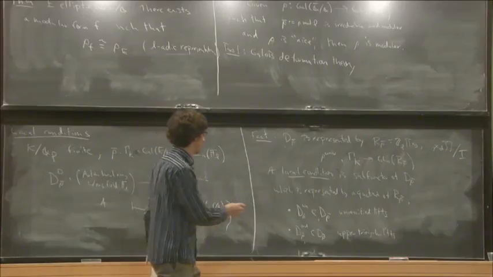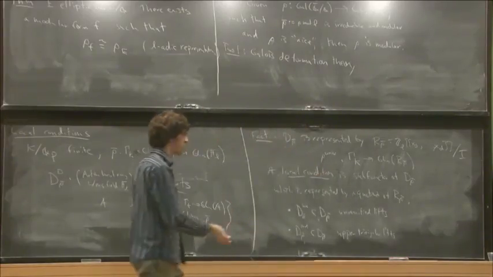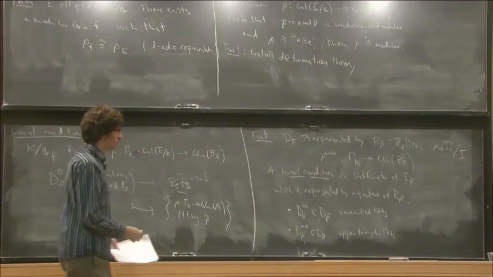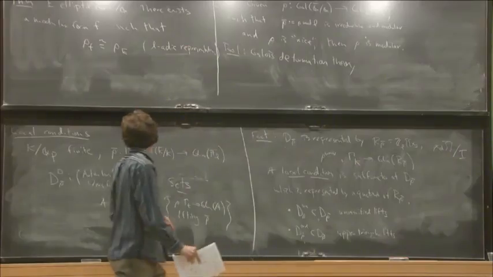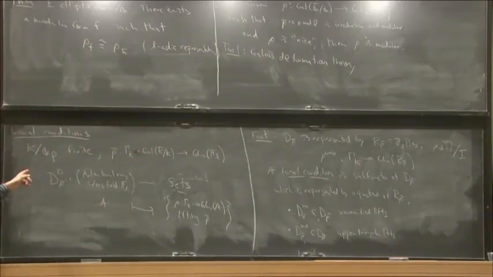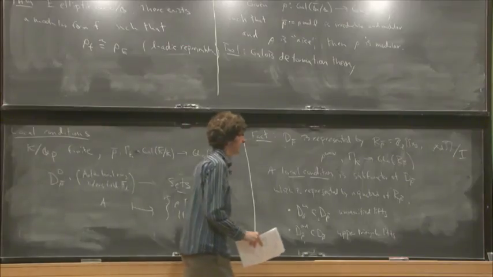And so what we're going to focus on for the rest of the talk is maybe the most subtle local conditions. And the most subtle local conditions occur when we take L equal to P. So when we're looking at p-adic representations of the local Galois group of a p-adic field.